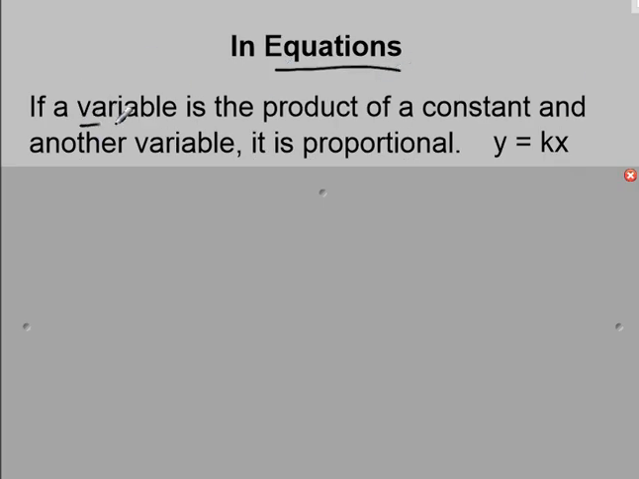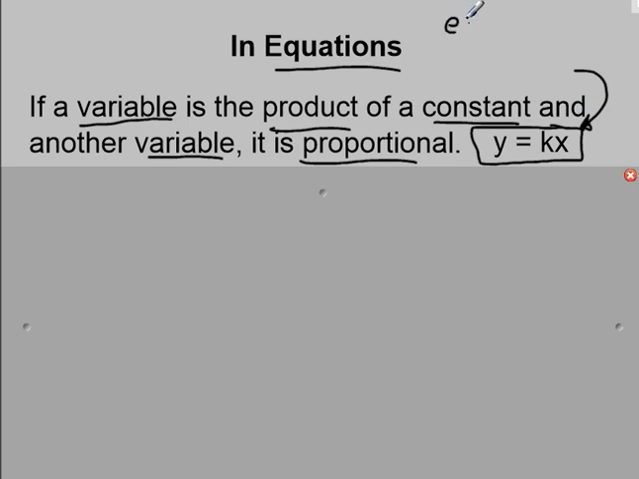If a variable, this is fancy math speak, just bear with me, if a variable is the product of a constant and another variable, it is proportional. And we have here this kind of standard equation, y equals kx. And that equation is the equation for a proportional relationship. I'm going to write that little note up here. Equation for a proportional relationship.